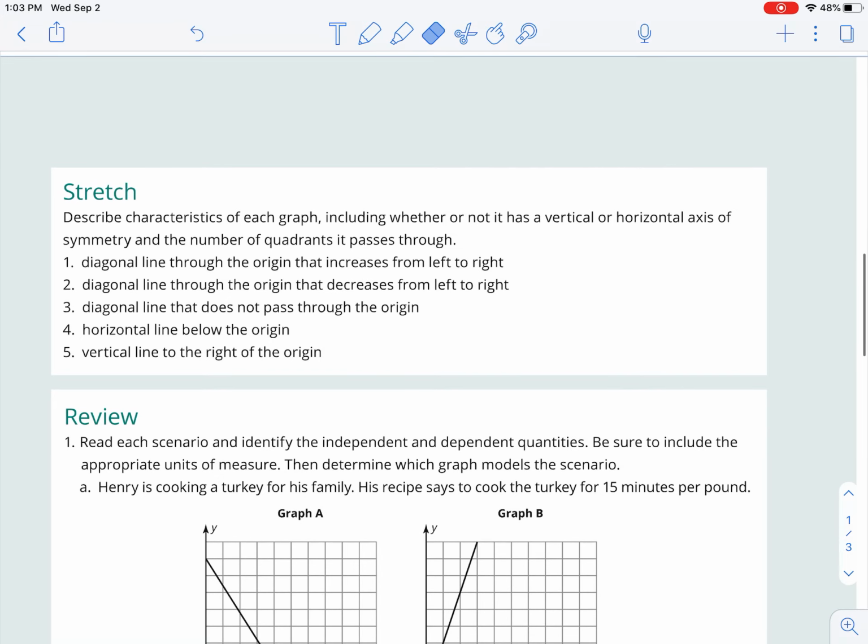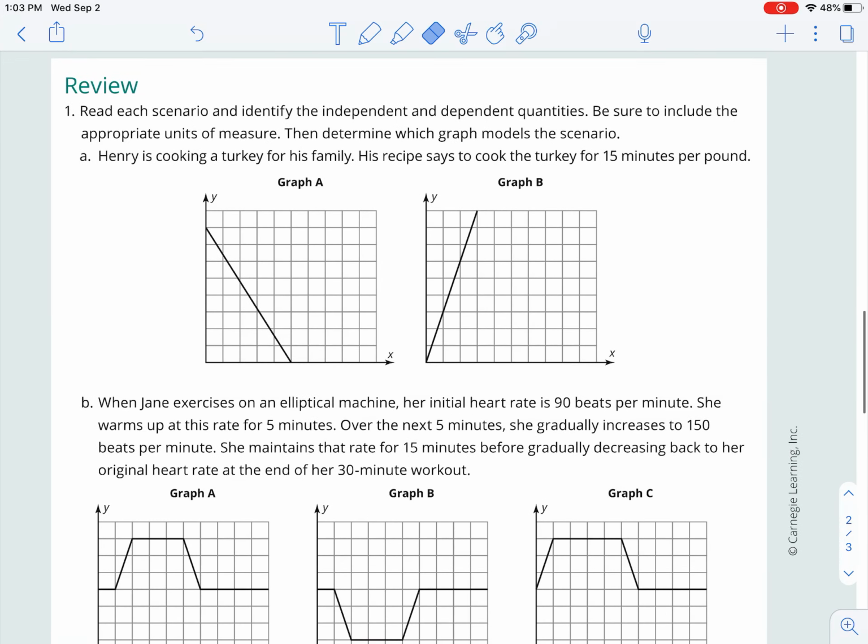Then I asked you to review 1A. So we'll review 1A. Okay. Read each scenario and identify the independent and dependent quantities. Be sure to include appropriate units of measure and determine which graph models the scenario. So we have graph A and B, and we need to figure out which one models the scenario here. Henry is cooking a turkey for his family. His recipe says to cook the turkey for 15 minutes per pound.